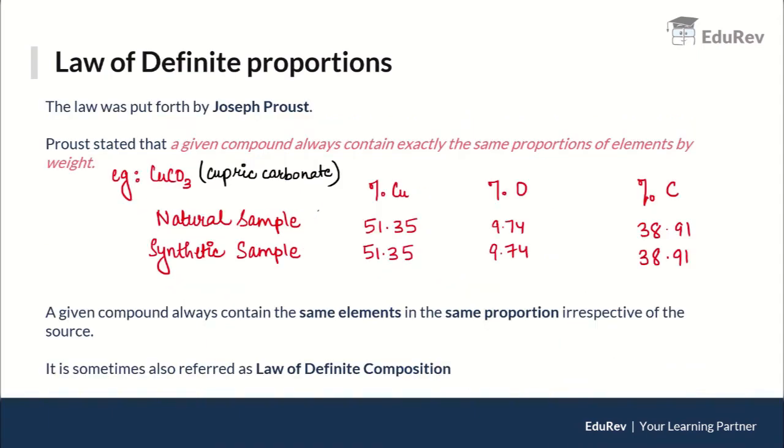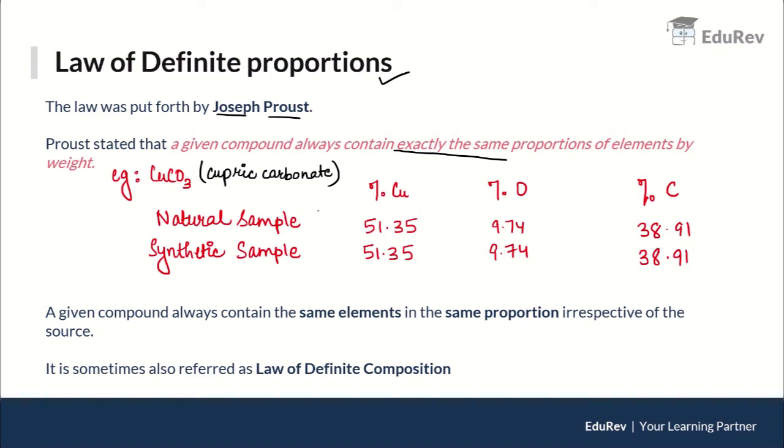So the second law is about law of definite proportions. So this law was put forth by Joseph Proust. He worked with a sample of cupric carbonate, and on the basis of his observations, he stated that a given compound always contains exactly the same proportion of elements by weight.